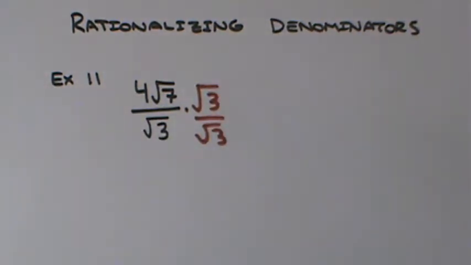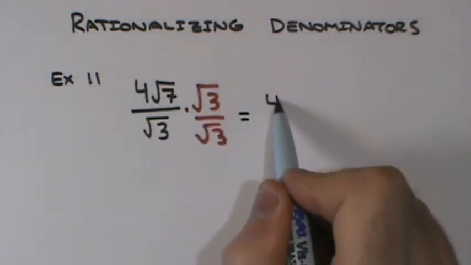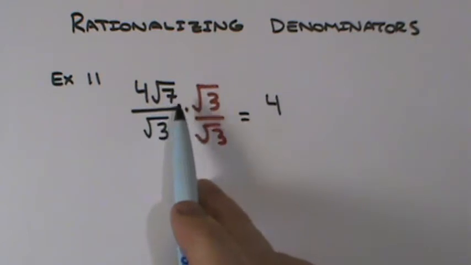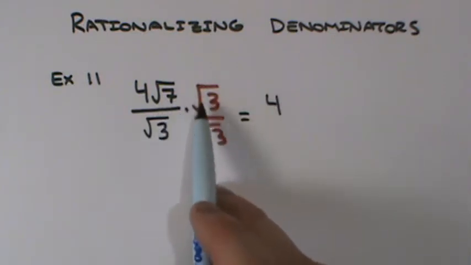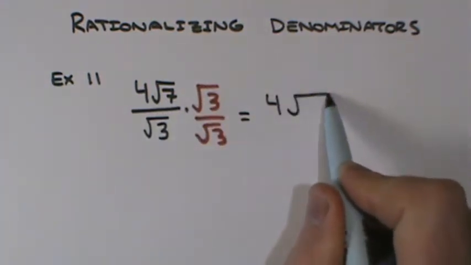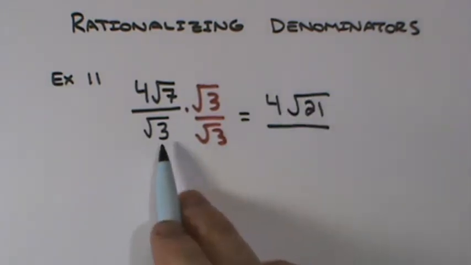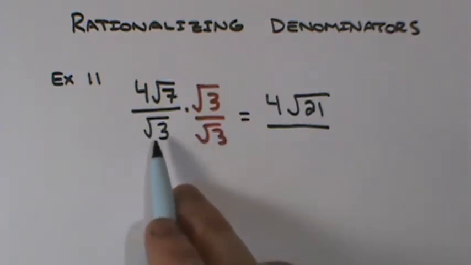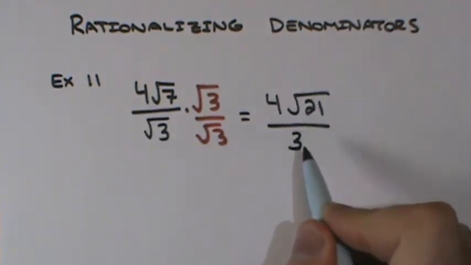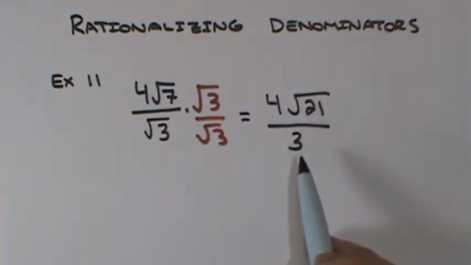As we do so, the 4 stays right where it's at. With radical 7 times radical 3, we don't have the opportunity to bring any numbers out, so we'll go ahead and multiply those, and this would become a rad 21 over, and then rad 3 times rad 3 is rad 3 squared. 3 squared comes out as a regular 3, and we end up with 4 rad 21 over 3.